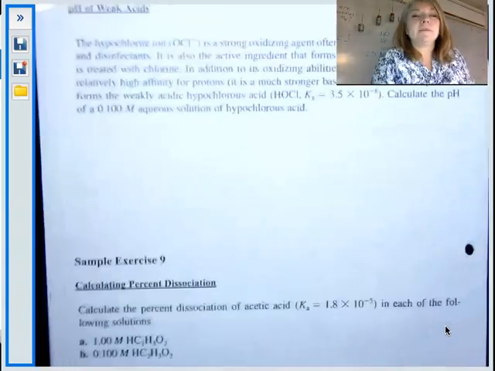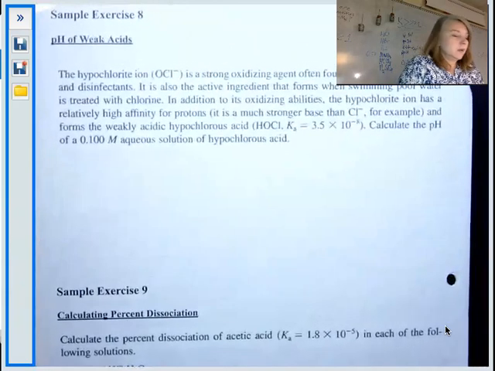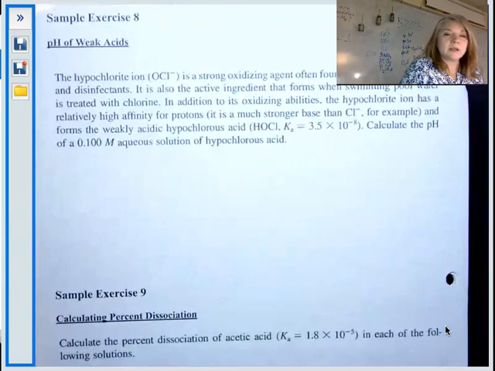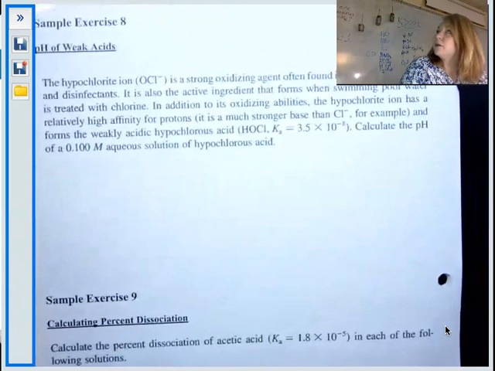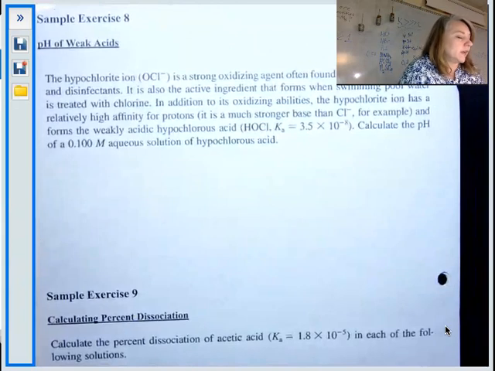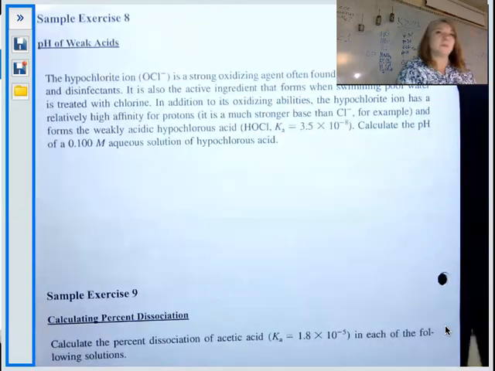Let's look at how we would find the pH of a weak acid, because that's actually where we get into equilibrium. The hypochlorite ion is a strong oxidizing agent often found in household bleaches and disinfectants. It's the active ingredient that forms when swimming pool water is treated with chlorine. In addition to its oxidizing abilities, the hypochlorite ion has a relatively high affinity for protons.